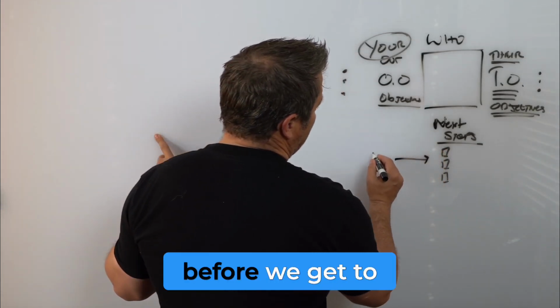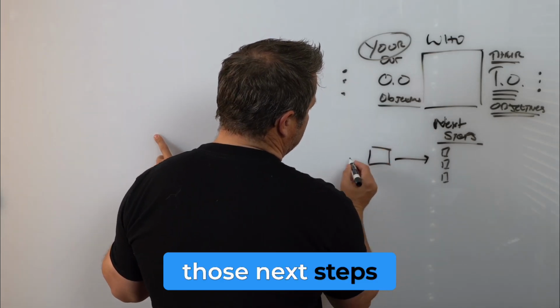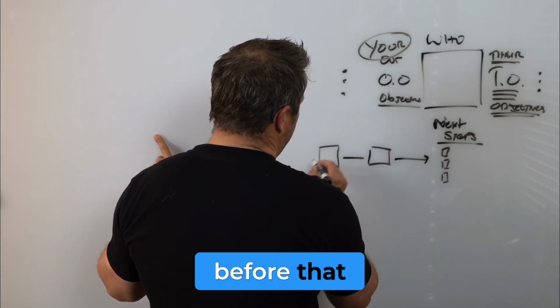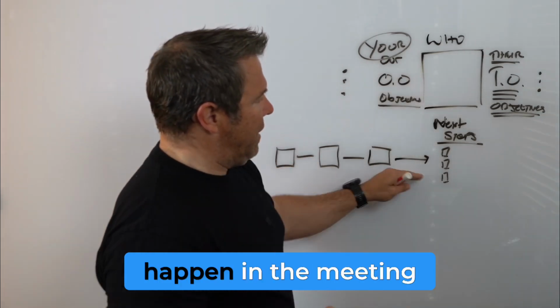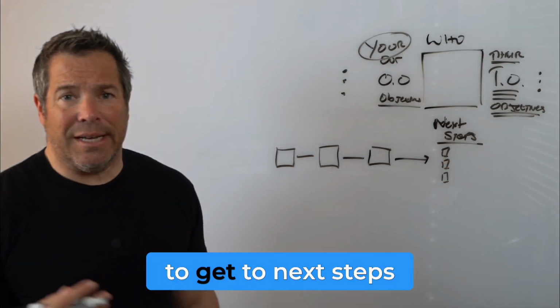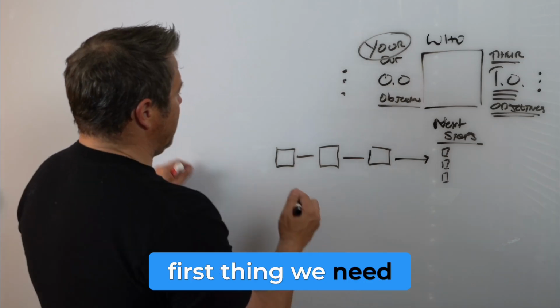What needs to happen before we get to those next steps? What needs to happen before that? What needs to happen before that? What are the 3 things that need to happen in the meeting in order for us to get to next steps? Well, first thing we need to do is we need to clarify.